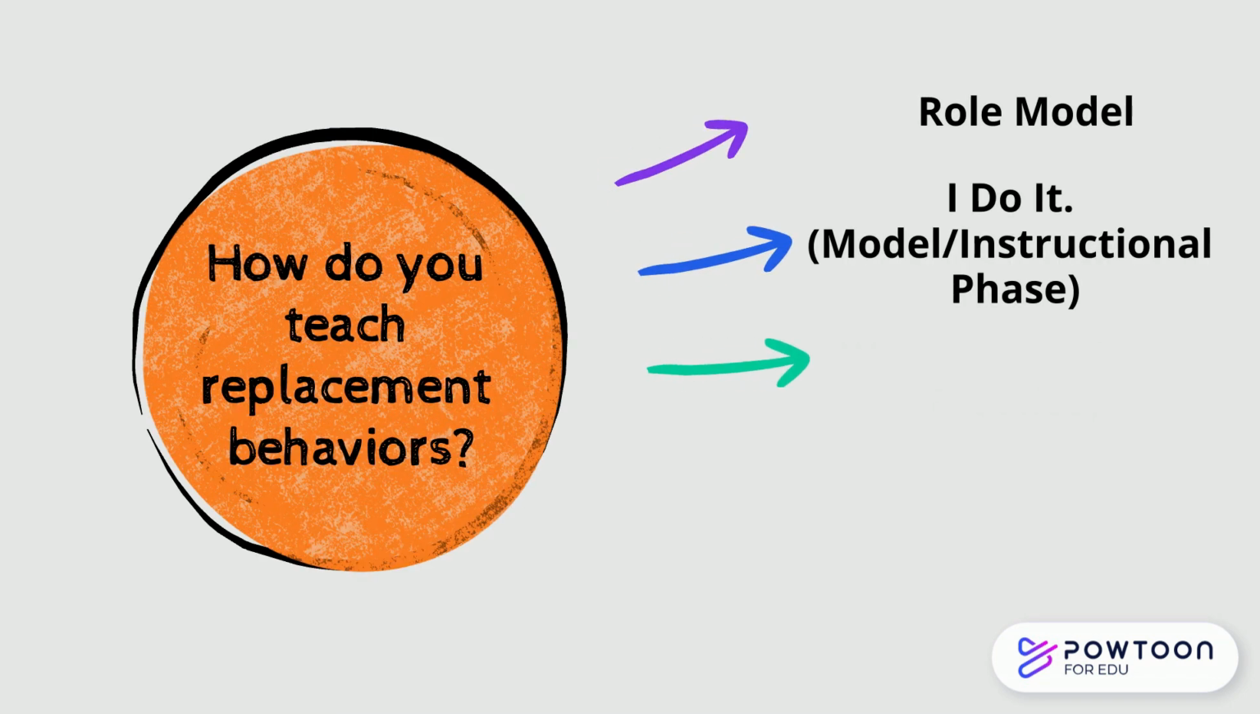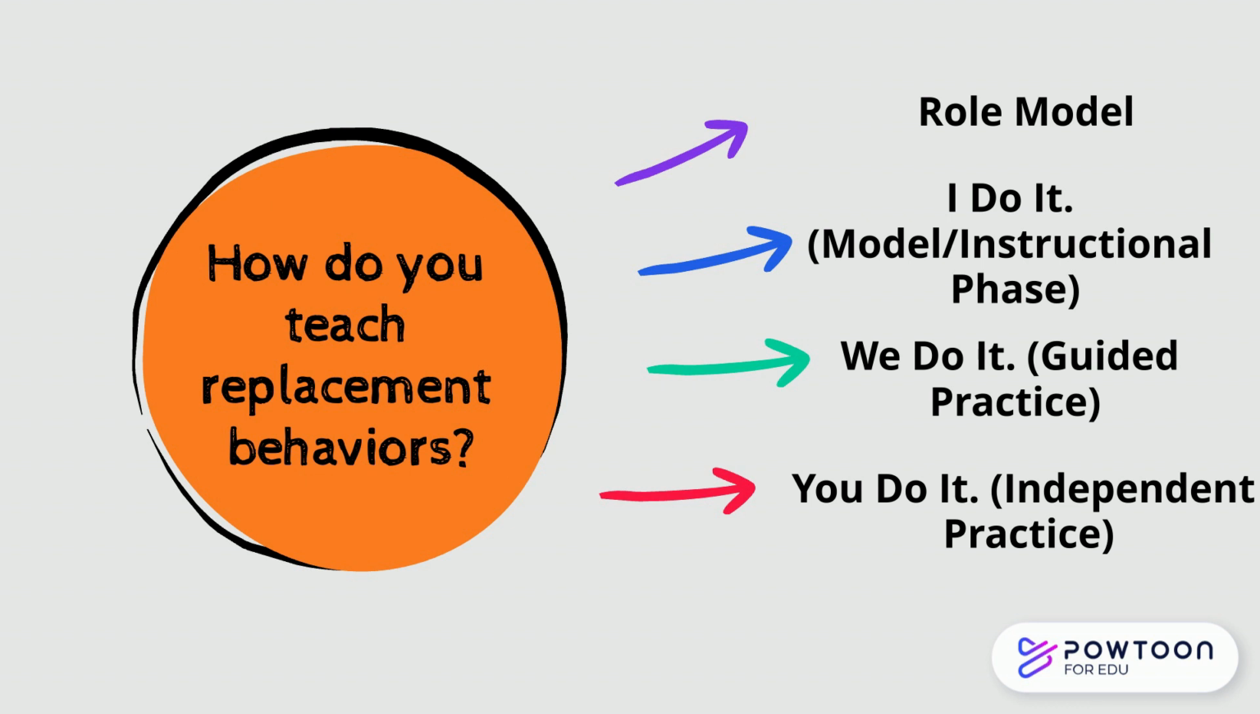Okay, so now you might be asking me, well, how do you teach these replacement behaviors? You can do it simply by role modeling. I use the 3-method rule. I do it, we do it, then you do it. Let's go more into detail about what these mean.